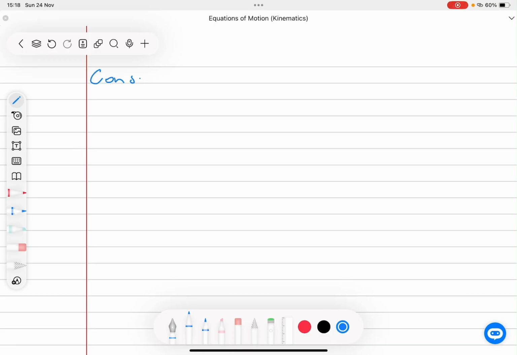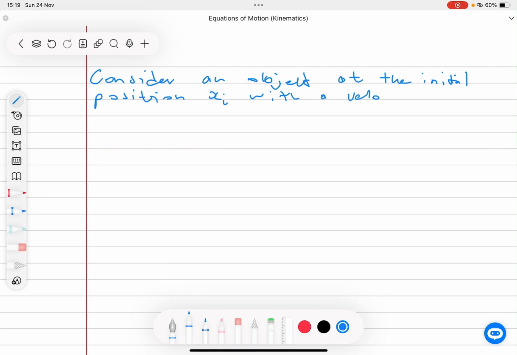In order to do that, consider an object at the initial position xi with a velocity vi when the time is ti.